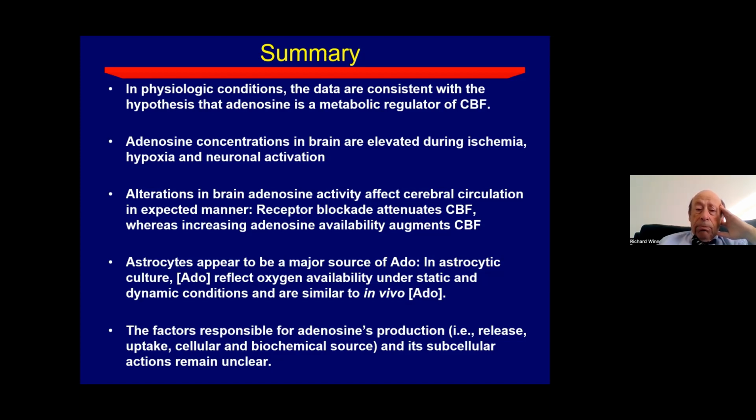Adenosine concentrations in brain are elevated during ischemia, hypoxia, and neuronal activation. Alterations in brain adenosine activity affect cerebral circulation in the expected manner. Receptor blockade attenuates CBF, whereas increasing adenosine availability augments CBF. Astrocytes appear to be a major source of adenosine. In astrocytic cultures, adenosine reflects oxygen availability under static and dynamic conditions and is similar to in vivo.